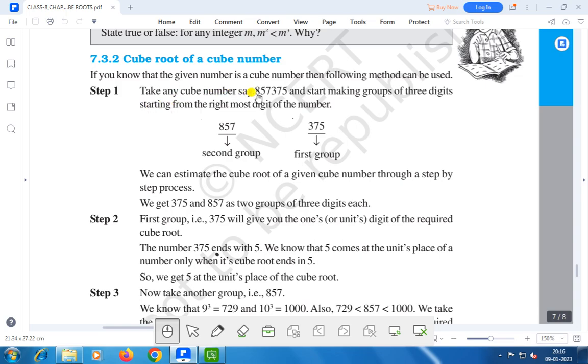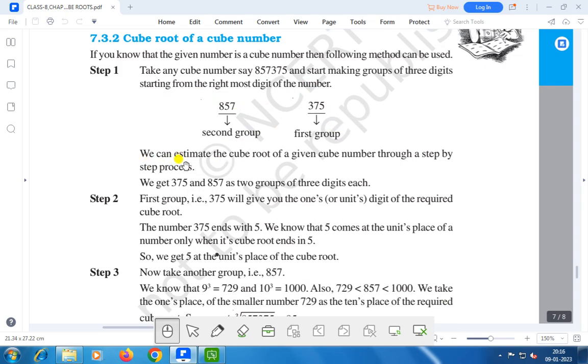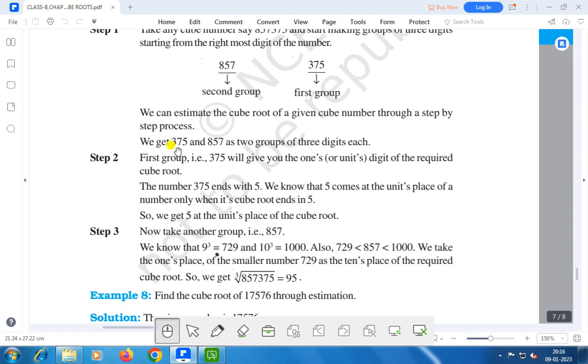Take any cube number, say 857375, and start making groups of 3 digits starting from the rightmost digit of the number, that is 857, 375. This is the first group, this is the second group. We can estimate the cube root of a given cube number through a step-by-step process. We get 857 and 375 as the two groups of 3 digits each.